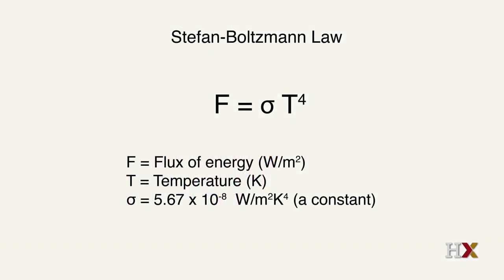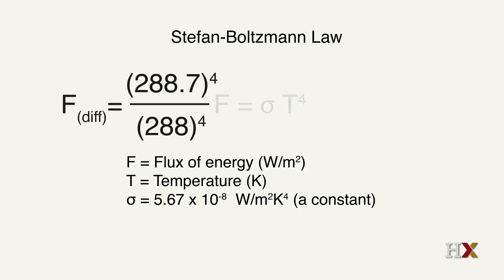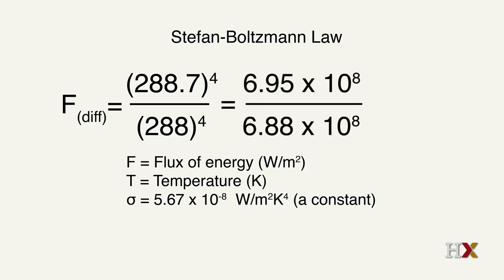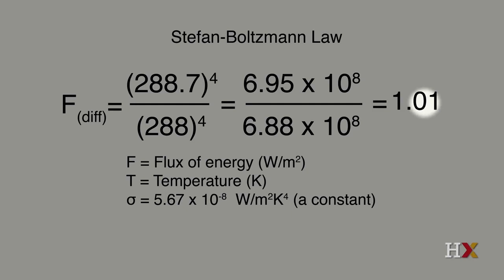From the Stefan-Boltzmann equation, where the flux of outgoing radiation is equal to sigma times T to the fourth, we can quickly see that that 0.7 degree global warming has resulted in, if we take 288.7 to the fourth power over 288 Kelvin to the fourth power, a difference of about 1% in outgoing long-wave radiation. That's roughly 3 watts per meter squared. So over the course of the last 150 years or so, the Earth's outgoing radiation should have increased by about 3 watts per meter squared.